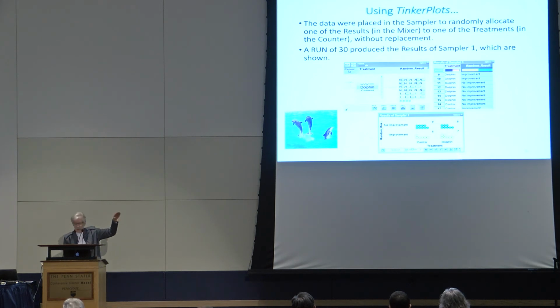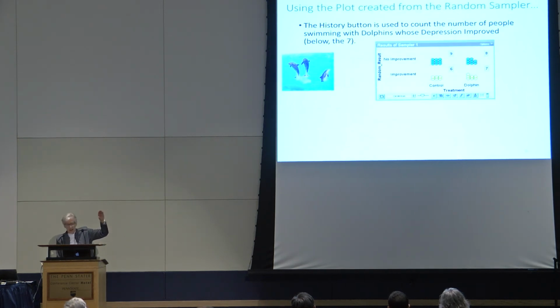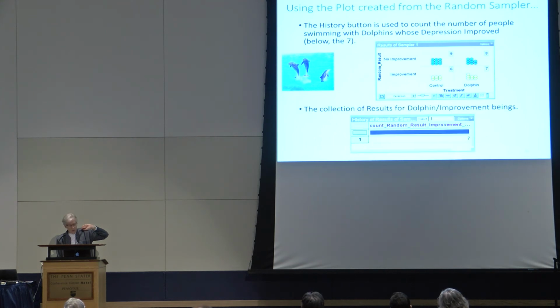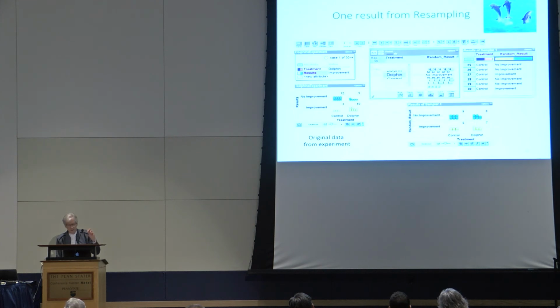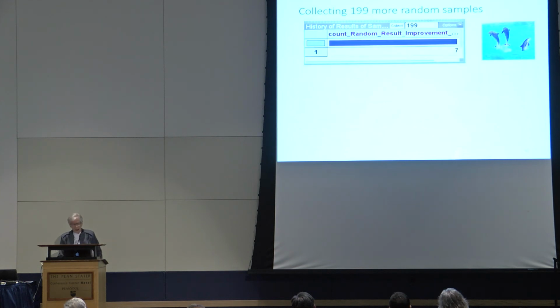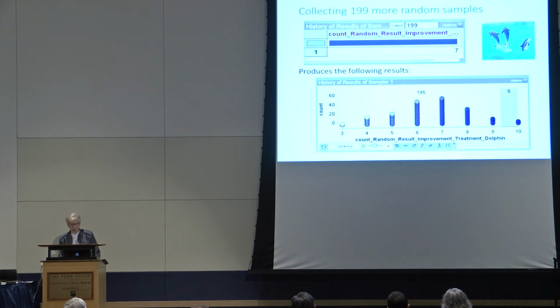and that's one of the outcomes. And of course, you get 4 categories, but you can use the history button to be associated with any of those 4, but we chose the dolphin improvement because that's sort of the fun bit. And then again, you click on that, you follow the history button, and then you can collect the data. That is the original data down there, and that's one of the reallocations that you can see there. So again, we did 199 more random samples, and this is what we came up with.